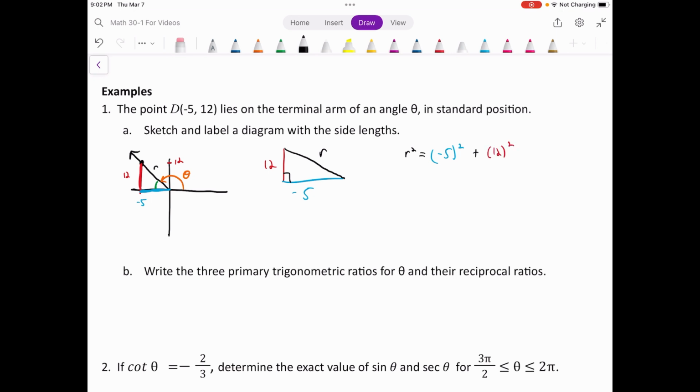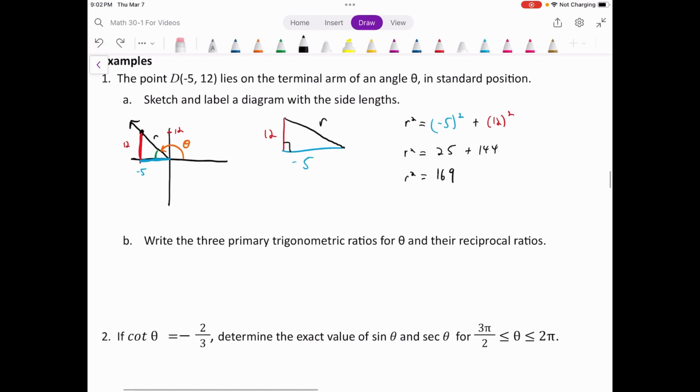So r squared is going to be -5 squared, which is 25, plus 12 squared, which is 144. So r squared is 169. And then square root both sides, because we don't want r squared. Remember, that's a common student mistake, forgetting to square root. So square root both sides. And the square root of 169 is 13.